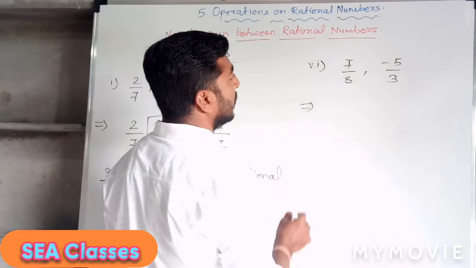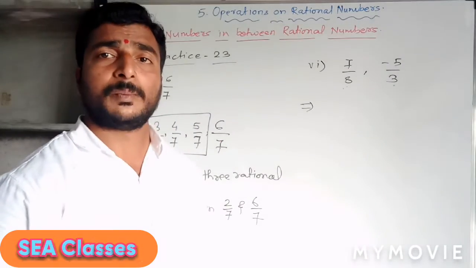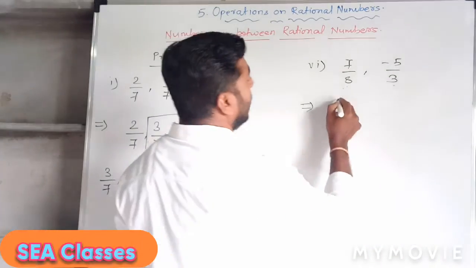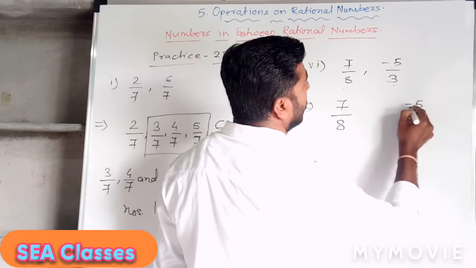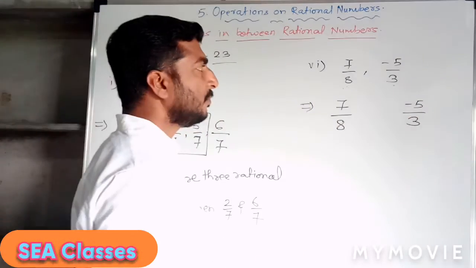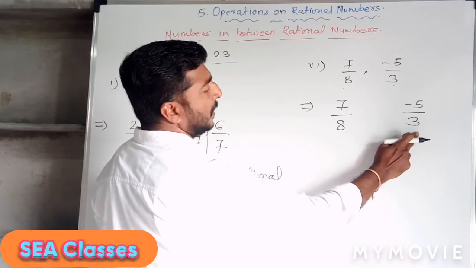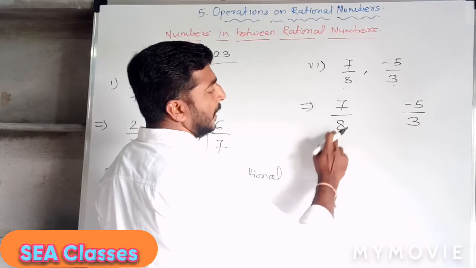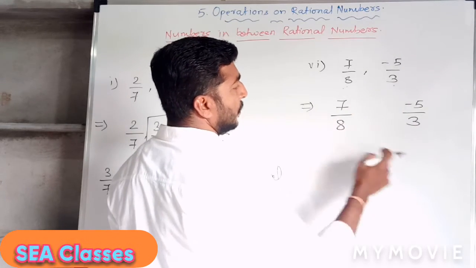Now the second example. You see the denominators of these two are not the same. So make the denominators the same. How will you do that? 7 upon 8 and minus 5 upon 3. You want to make the denominator the same. Now just imagine, if you multiply this 8 by 3, it will be 24, and if you multiply this 3 by 8, it will be 24. So just we will do this.